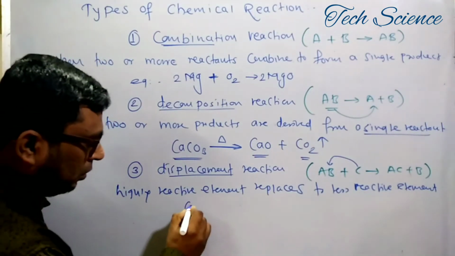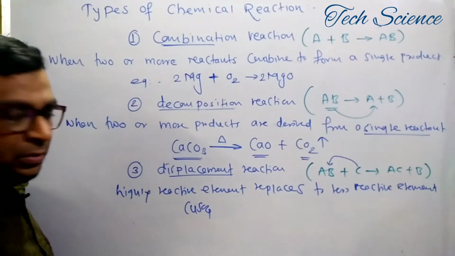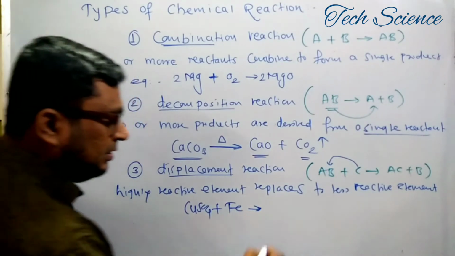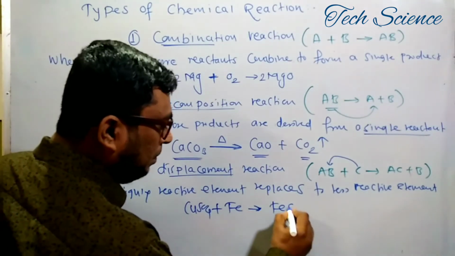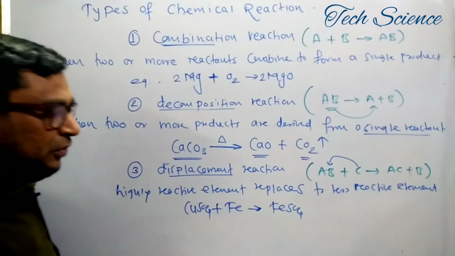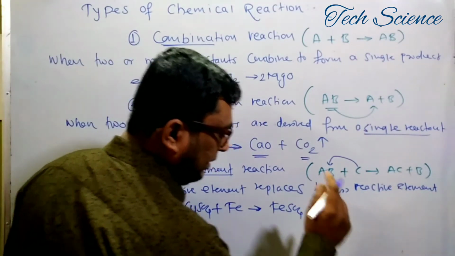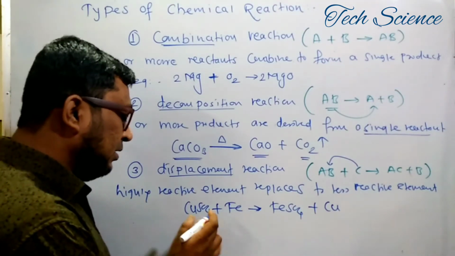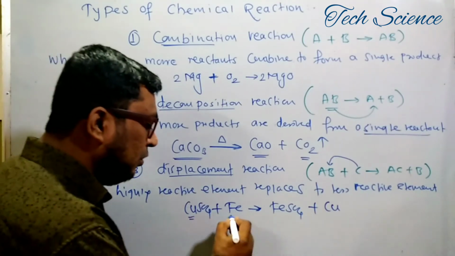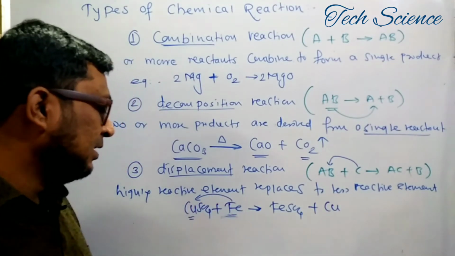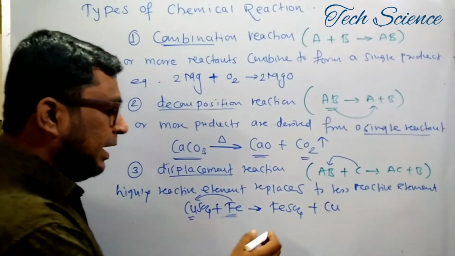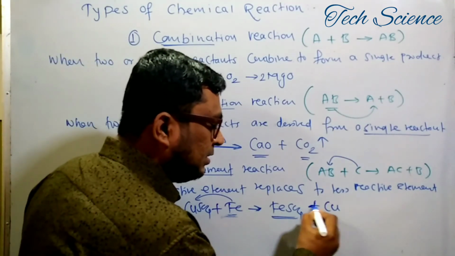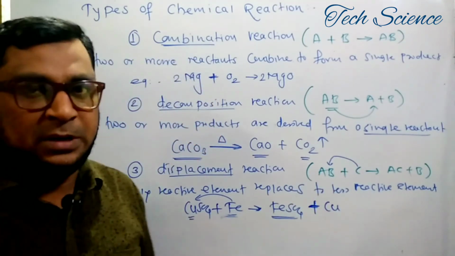Example, copper sulfate solution, CuSO4, plus iron. What happened here? The iron replaces the copper and makes its own compound, FeSO4, and copper gets separated. This is the displacement reaction, in which copper is less reactive than iron. So iron replaces copper, forms FeSO4, and copper gets separated. This is called the displacement reaction.